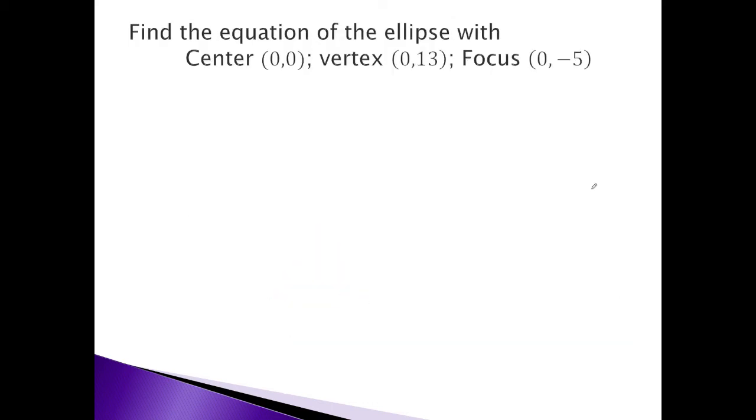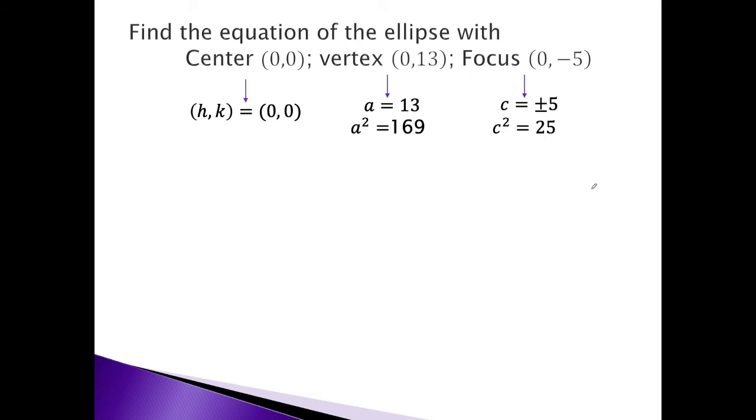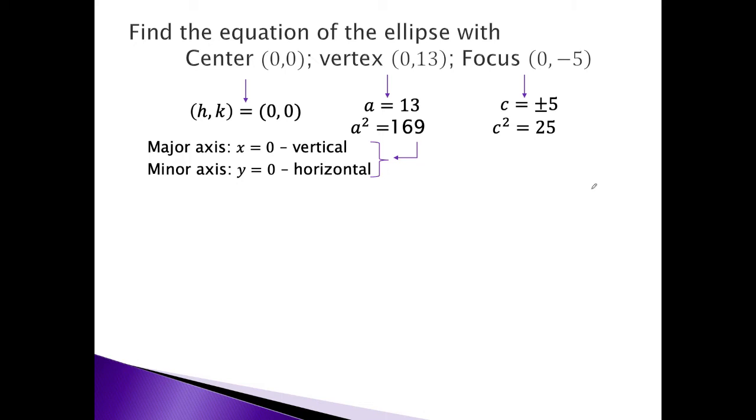Find the equation of the ellipse with center (0, 0), vertex (0, 13), foci (0, negative 5). The center (0, 0) tells us that (h, k) is (0, 0). The vertex (0, 13) tells us that a is 13, which tells us that a squared is 169. The foci (0, 5) tell us that c is plus or minus 5, which tells us that c squared is 25. Since a squared is 169, we know that the major axis is x equals 0, which is vertical, and we know that the minor axis is y equals 0, which is horizontal.